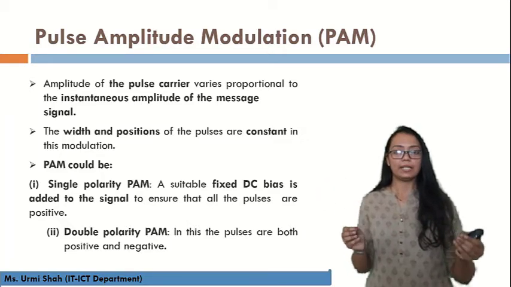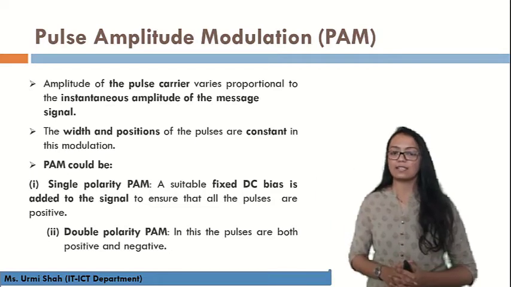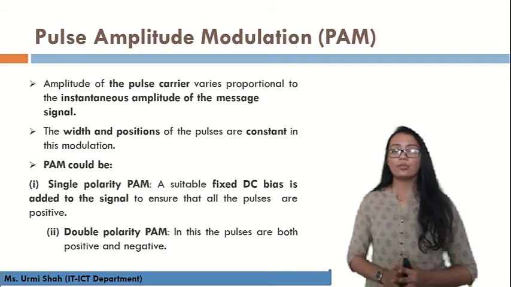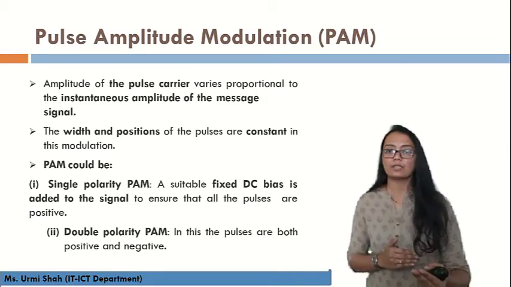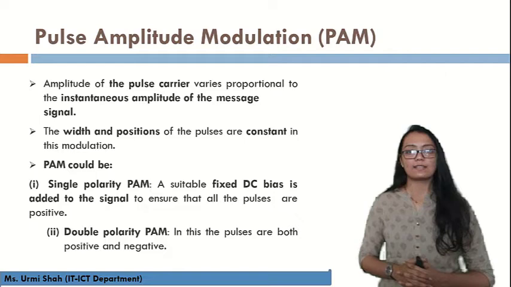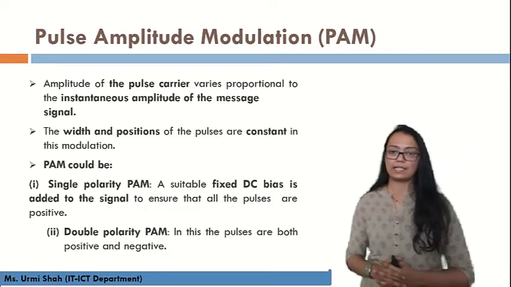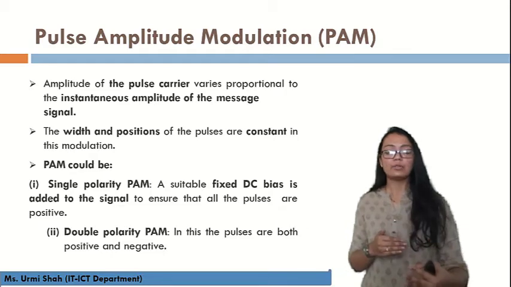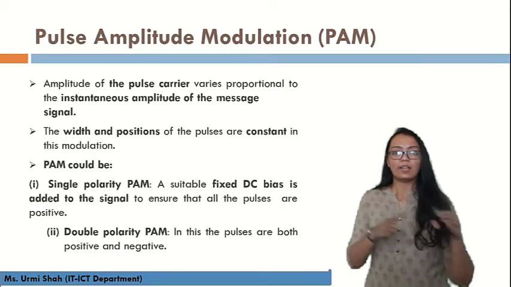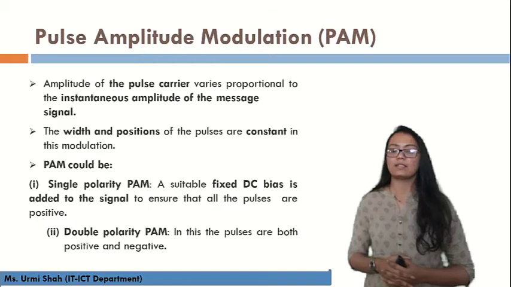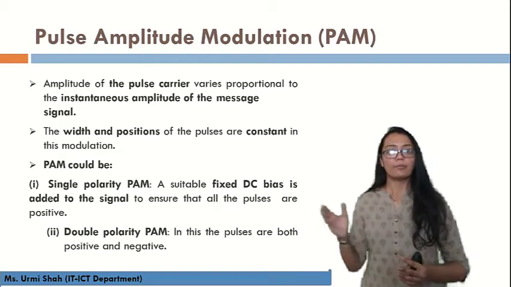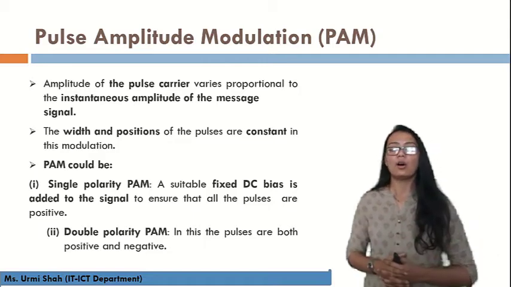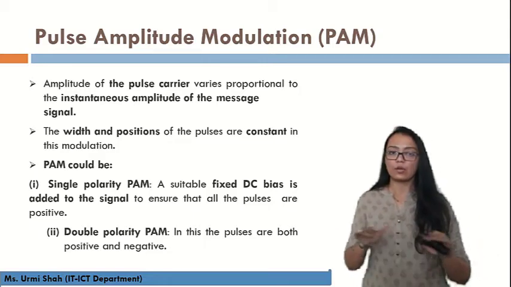What is basically PAM? Firstly, it is categorized under analog pulse communication. So amplitude over here is varied with respect to the instantaneous amplitude of the message signal. So basically the amplitude of the pulse, or amplitude of the carrier signal, is varied with respect to the instantaneous amplitude of the message signal available, and the width and position of pulses are kept constant.